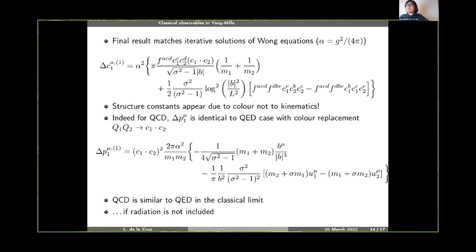So we can say that QCD is kind of similar to QED in the classical limit, at least with respect to the momentum and color impulse. However, this is not the end of the story. This is true if radiation is not included.